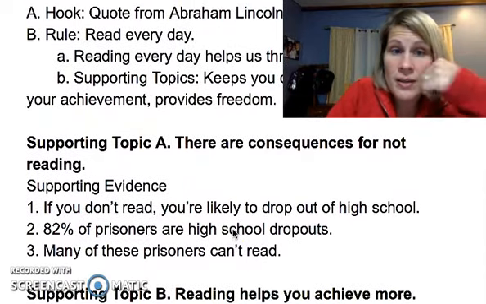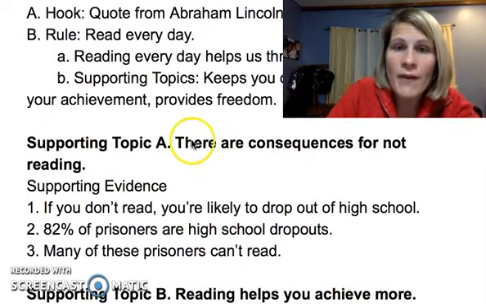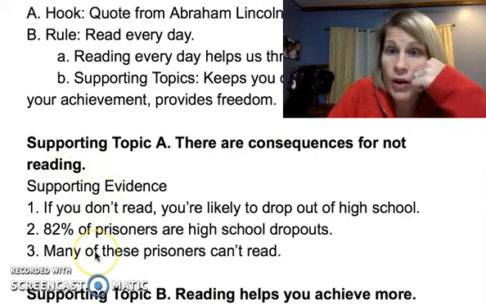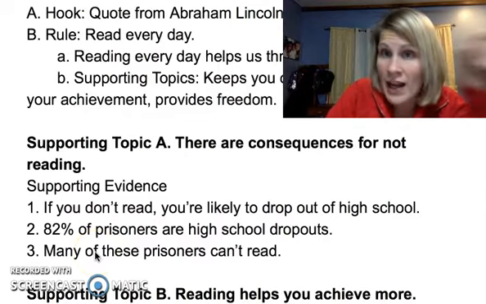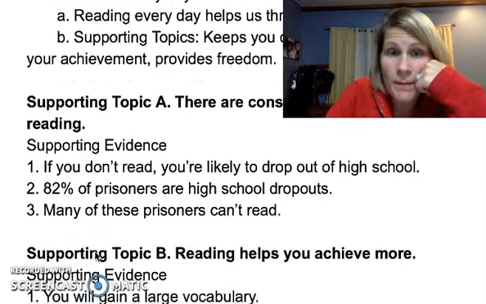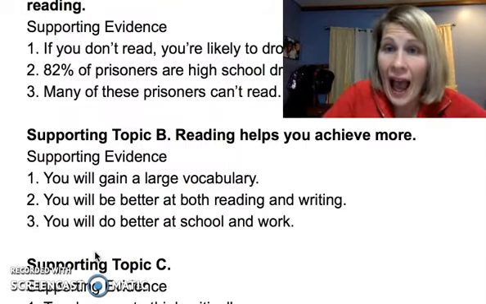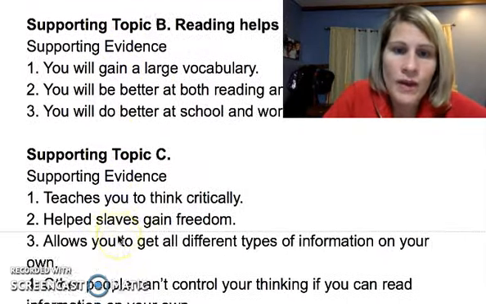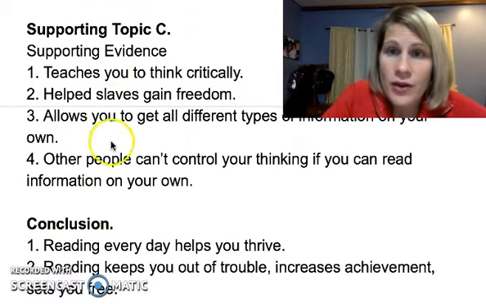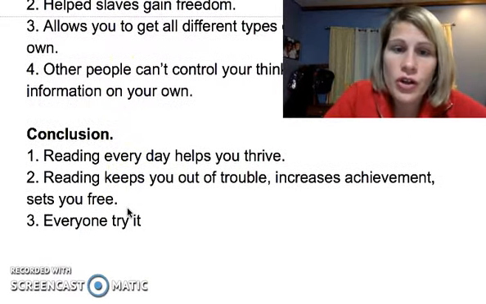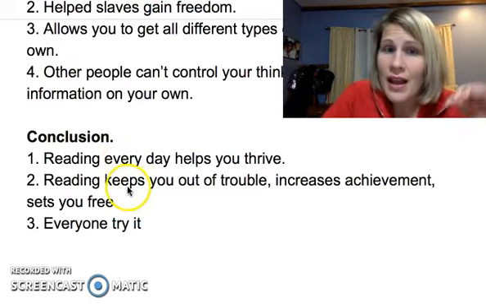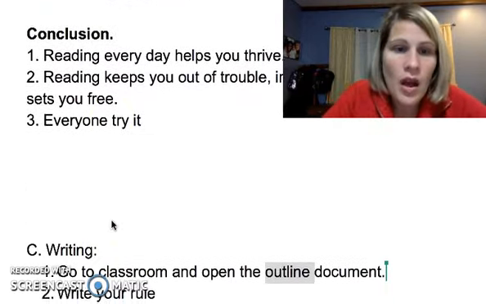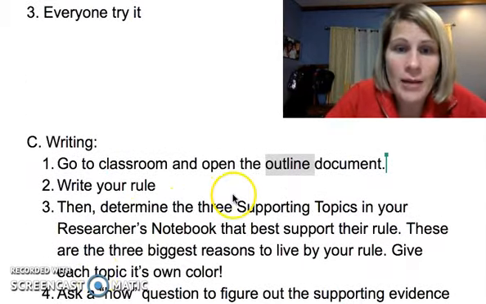In their supporting topic A, or their first body paragraph, which was there are consequences for not reading, they gave 3 pieces of supporting evidence. In their outline, you write what those evidence pieces are. And they should explain the how to your topic. Same thing with B, same thing with C. And it's okay if there's more than 3 pieces of evidence. The conclusion just restates the claim, it restates the subtopics, and then it makes a connection to kind of end well. All right, you guys are ready to get started, I am sure.